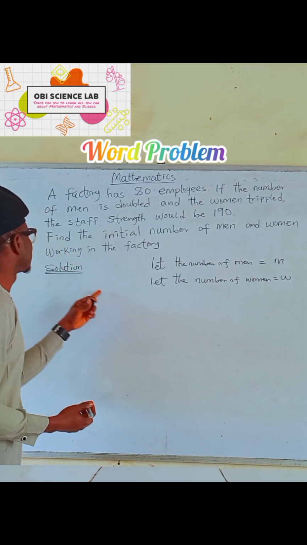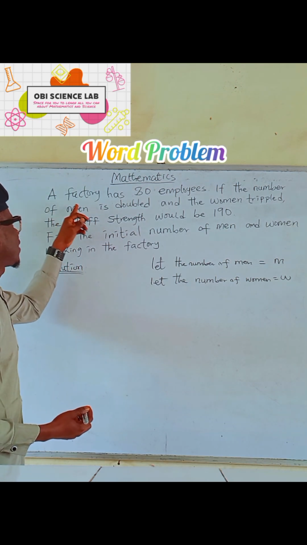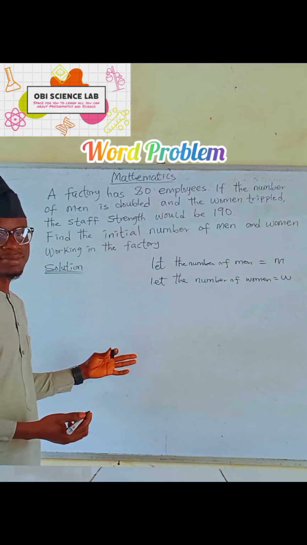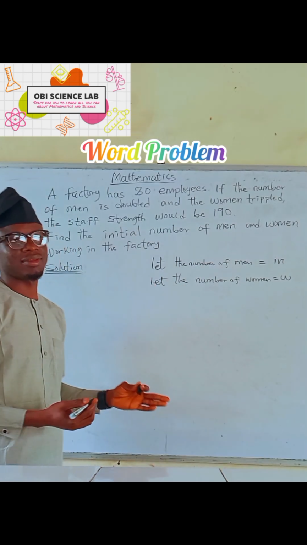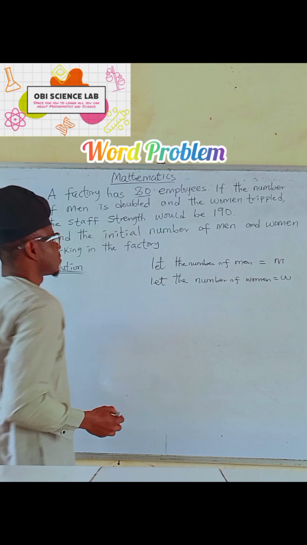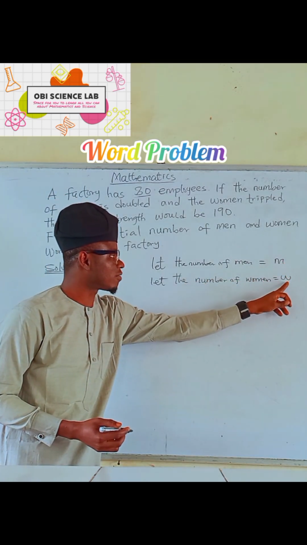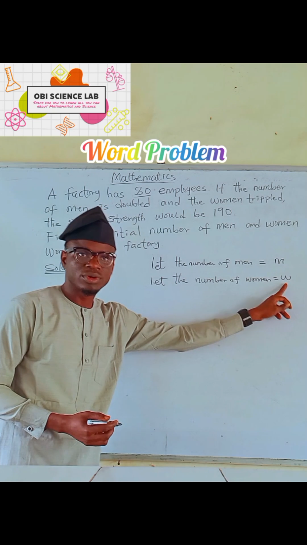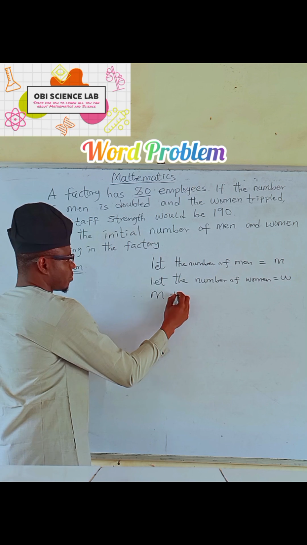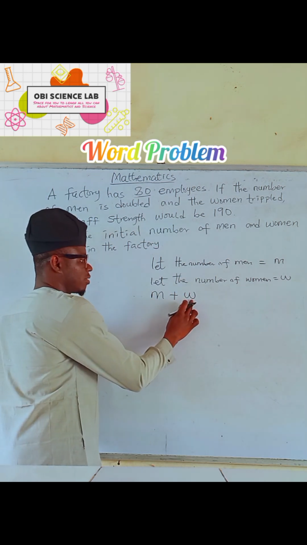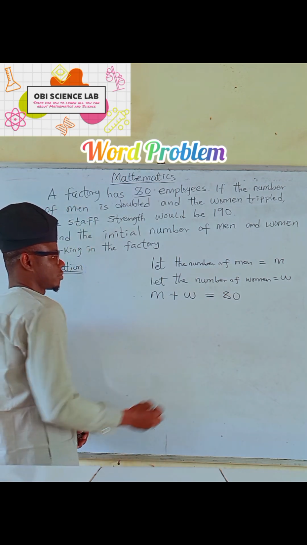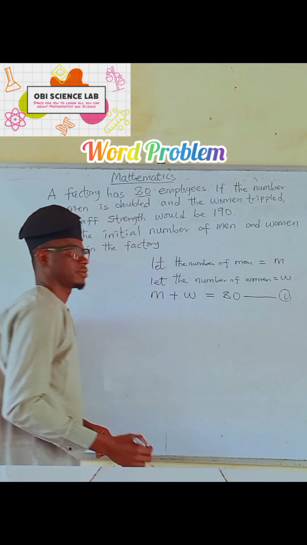Moving forward now, the first statement says that a factory has 80 employees. This statement simply tells us that the total number of men and women in that factory at this point in time is 80. So the total number of men plus the total number of women, which is m plus w, should be equal to 80 employees. We'll call this our equation 1.